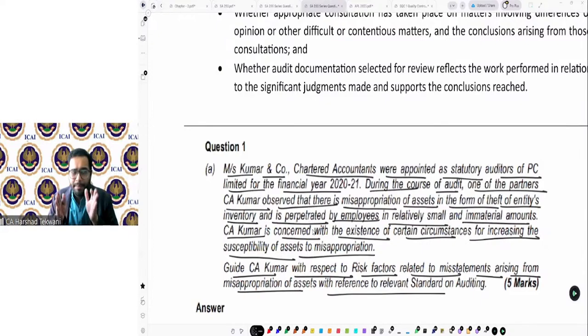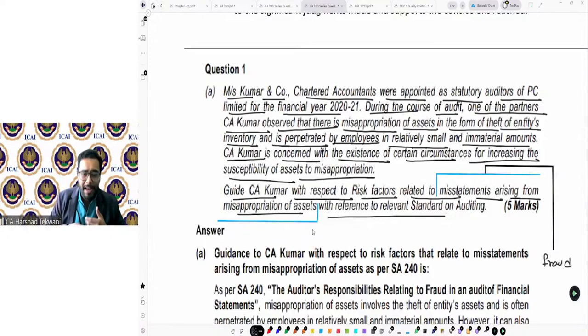So I'll take the term misstatement arising from misappropriation of asset. I will convert that statement equivalent to fraud because what is misstatement arising from misappropriation of asset? It's a kind of fraud. Okay. And what are the risk factors related to fraud? Mohammed, you answered only one factor. There are multiple. There are some more factors. Which are those factors?